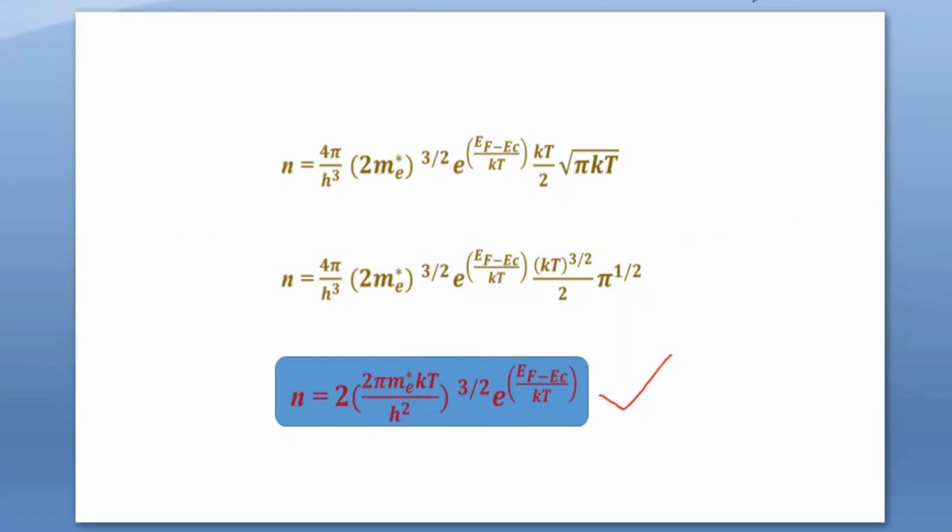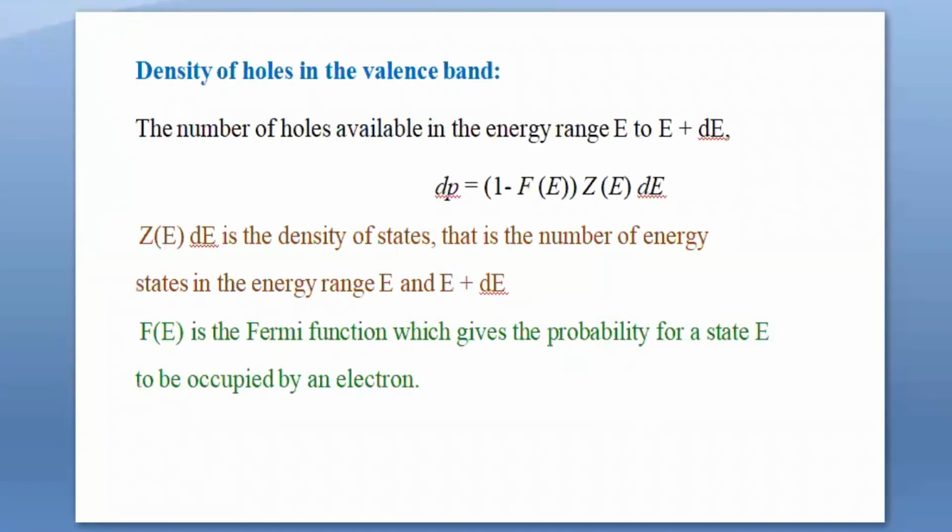Let us derive the density of holes present in the valence band. We need the holes present in the valence band. Anyway, the holes are always present in the valence band only. In the conduction band, no holes will be present. Only those holes in the valence band we need.